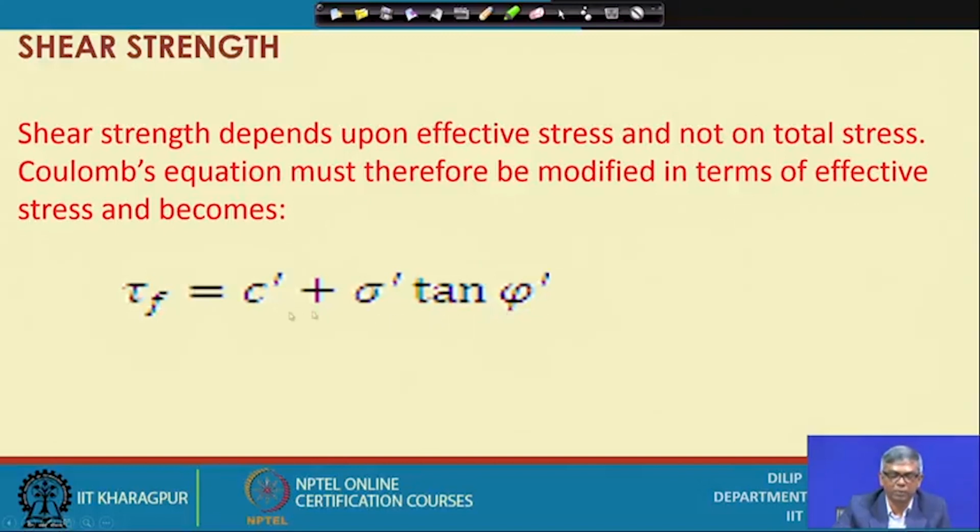C dash and phi dash are called the effective stress parameters, and sigma dash is the effective stress acting at the point where we are calculating the shear strength.